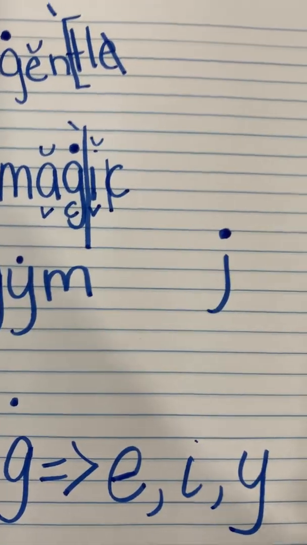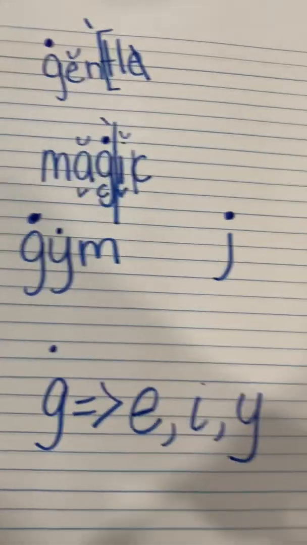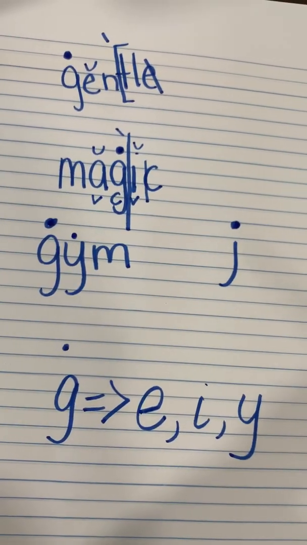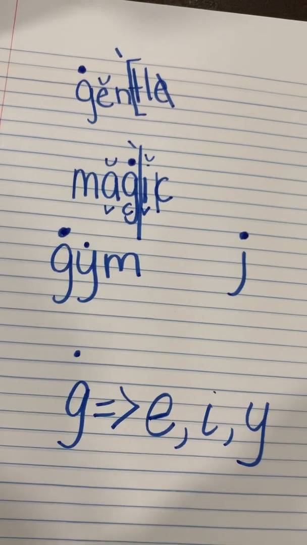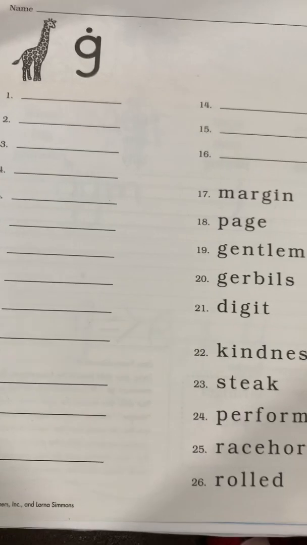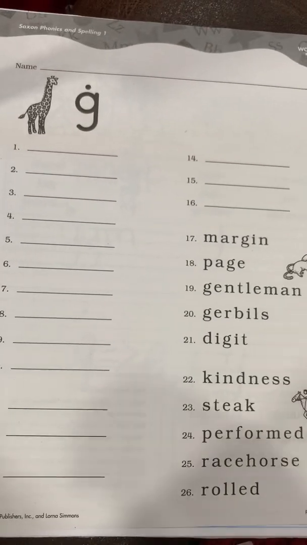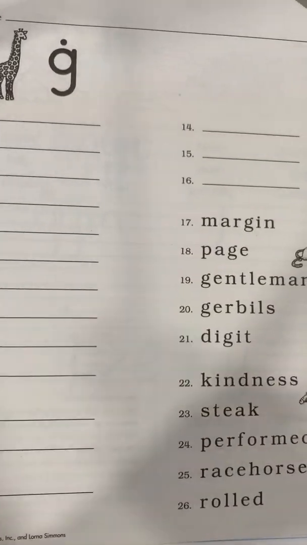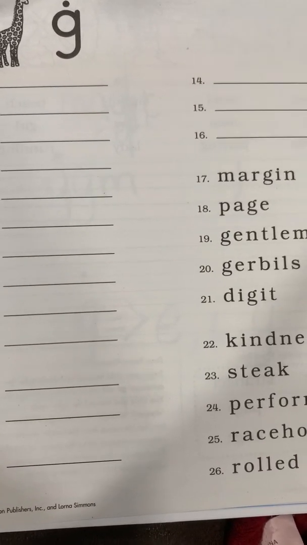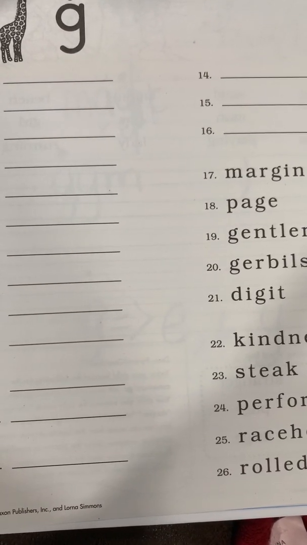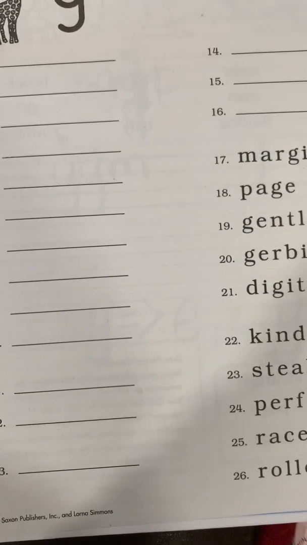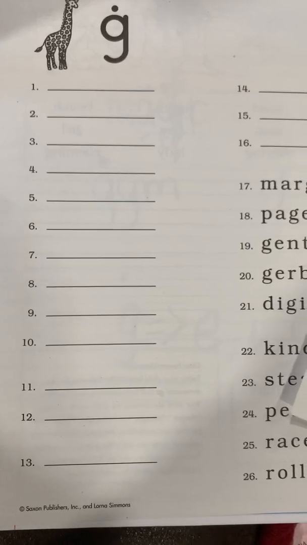Okay, very good. Get your paper in front of you. Put your name at the top. Put your number at the top. Everybody ready? Okay, here we go. Number 1.